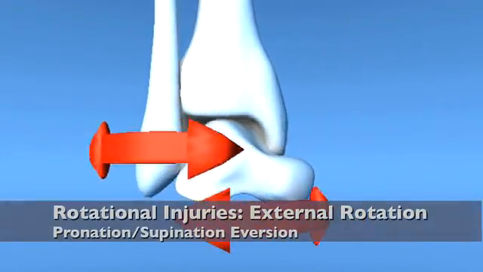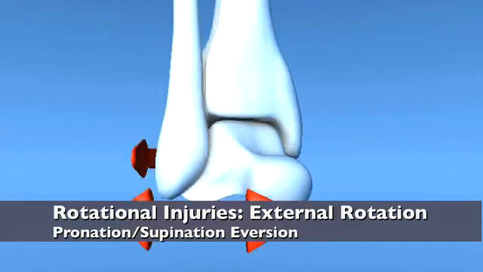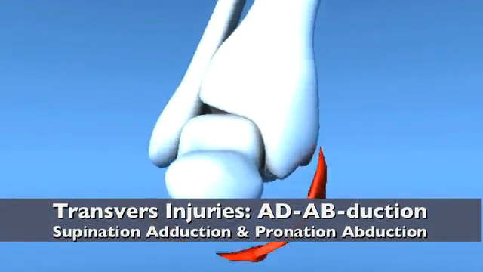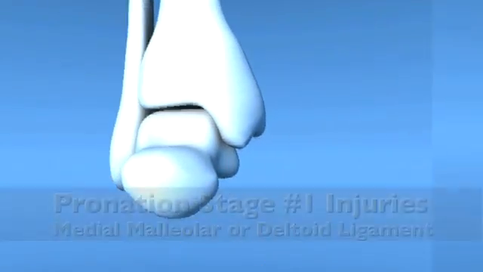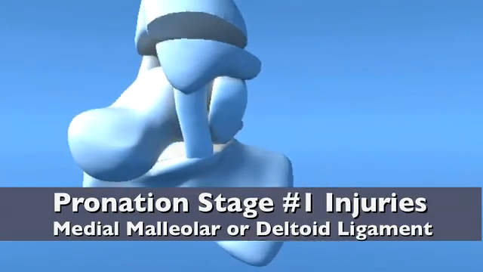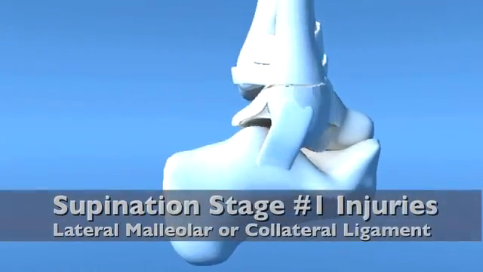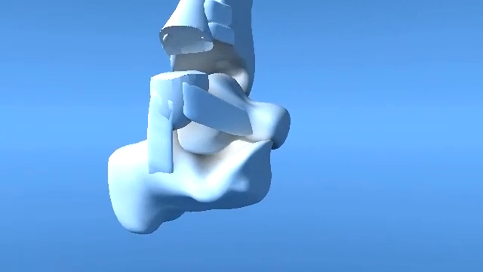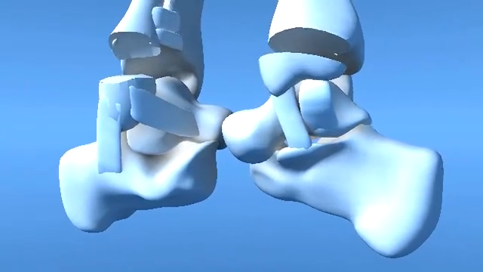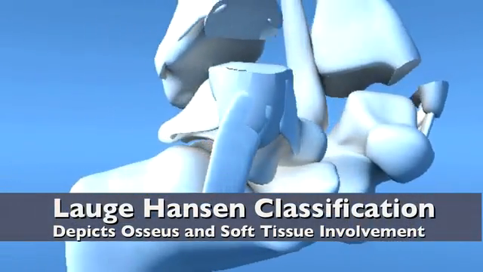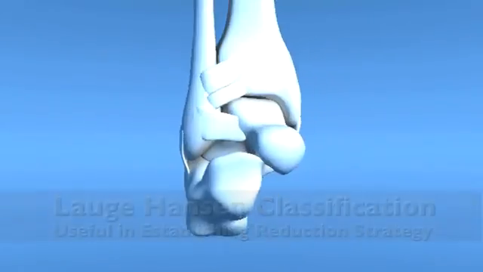One must look at rotational injuries in a clockwise fashion, while direct blow injuries must be looked at in a transverse abductory adductory fashion. Generally, pronation injuries will start at the medial aspect of the ankle joint, while supination injuries will start at the lateral aspect of the ankle joint. This classification not only allows you to visualize the osseous injury to the tibia and fibula, but also incorporates the ligamentous structures that may become damaged within the ankle joint.